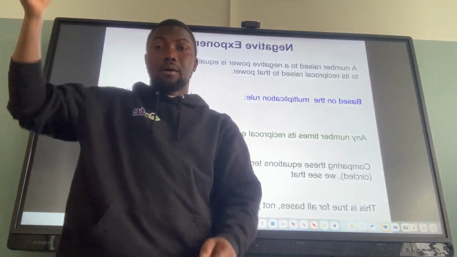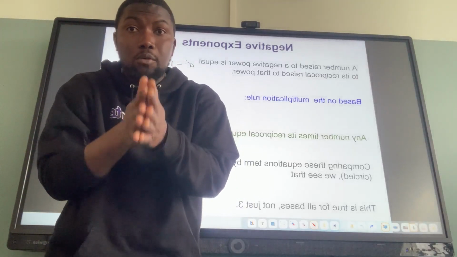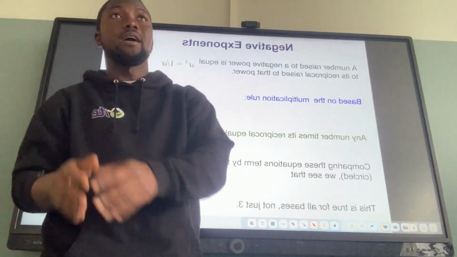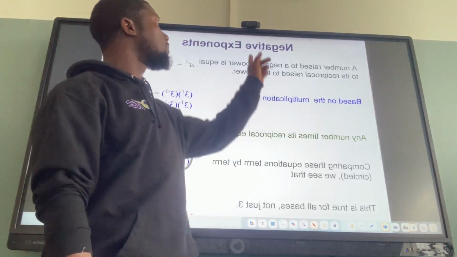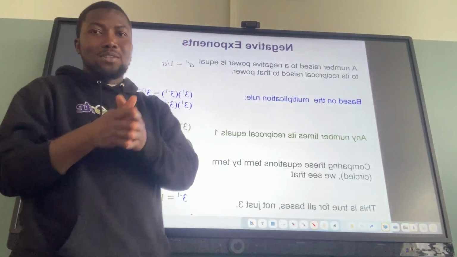Once it is raised to the power 0, it is 1. That is important, and these laws, we need to be able to remember them if we want to succeed in simplifying numbers in indices.